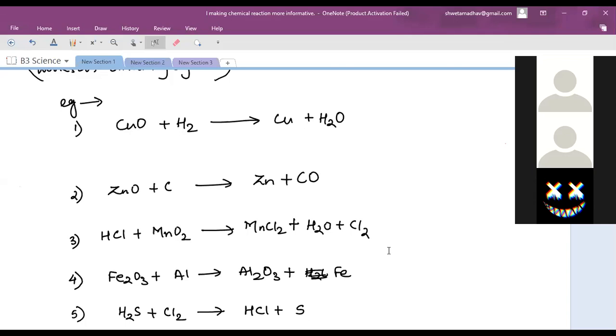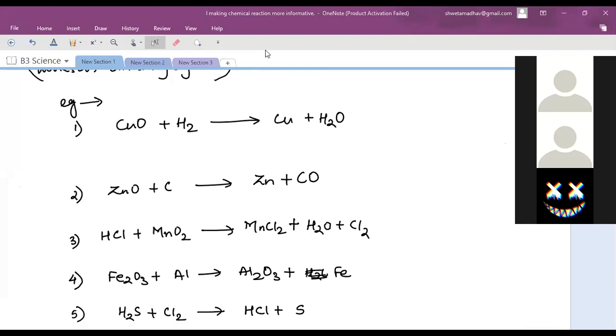Ma'am, can we write hydrogen? No, there is no hydrogen in the reactant side. Okay, now I understand. Now, which is oxidizing agent here? Manganese dioxide. Yes. And which is reducing agent? HCl.